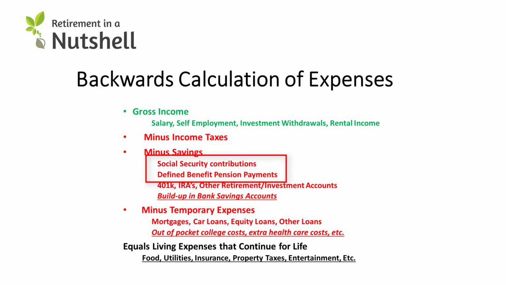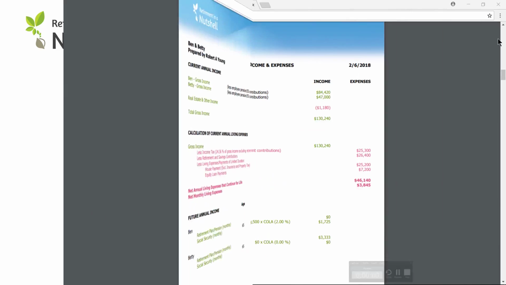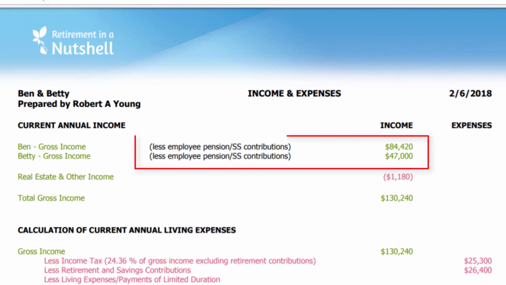Money that comes out of their paycheck that goes to Social Security or to a defined benefit pension is not money they have to spend and is considered savings for income later. The program automatically subtracts Social Security payments and defined benefit contributions from their income when you check the Social Security boxes or enter a percentage for defined benefit payments when entering these items on the income data entry screen.